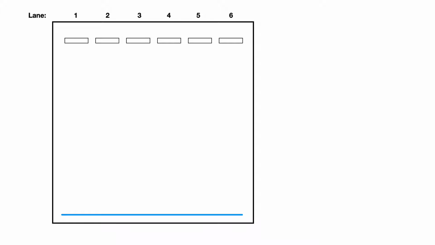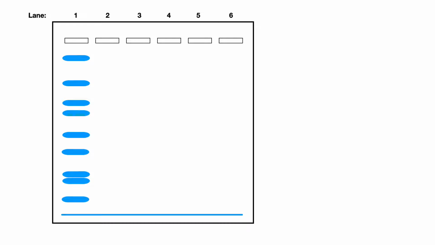So after you've run your protein SDS-PAGE gel, you'll have something that looks like this. The first thing that you'll note is you can't see any bands on it at all apart from this blue line at the bottom, and this is the dye front.